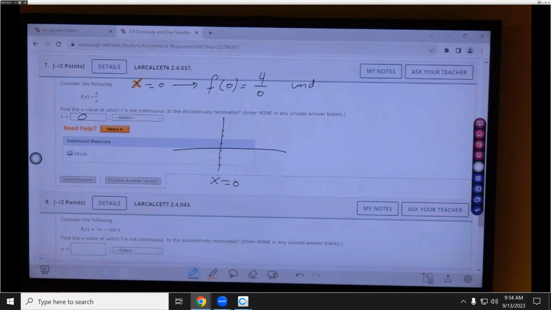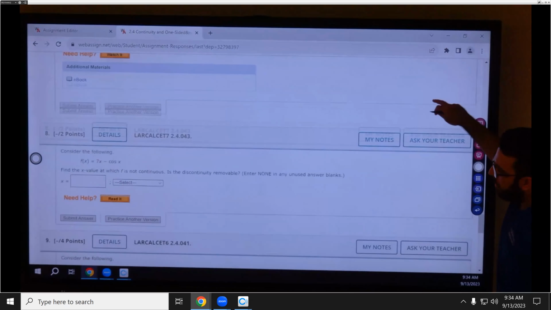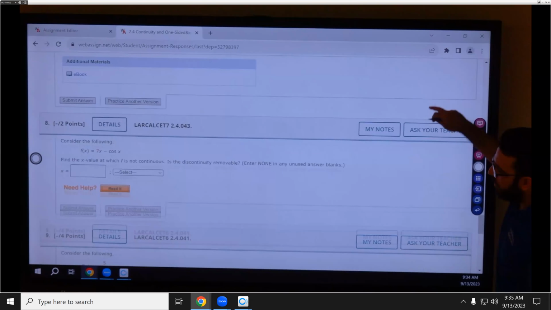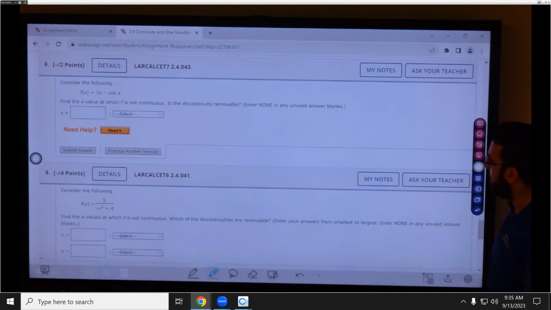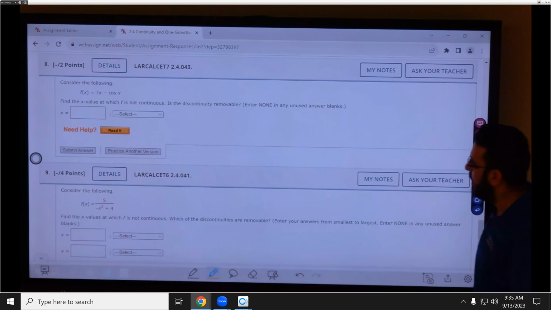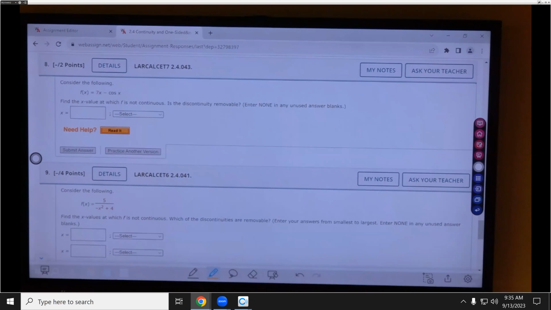Just ask me. Let's go to the next one. What about the next one? Tell me. Consider the following. Find an x value which makes the function not continuous.